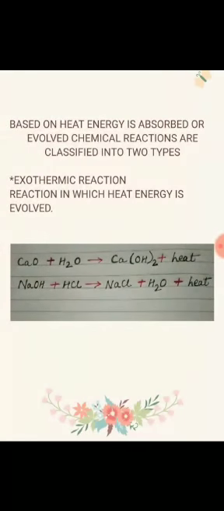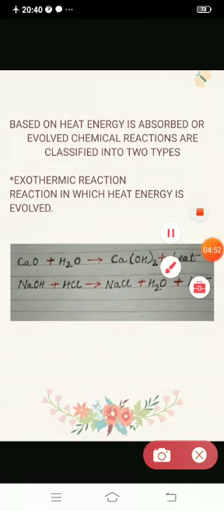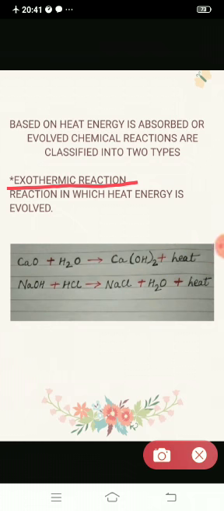Moving on to the next topic, based on the heat energy absorbed or evolved, chemical reactions are classified into two types. Either the energy will be absorbed or the energy will be evolved or released. On the basis of that, there is a classification of two types of reactions. The first reaction is the exothermic reaction. It is a reaction in which heat energy is evolved or released.